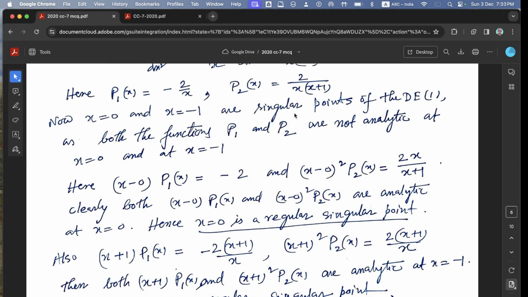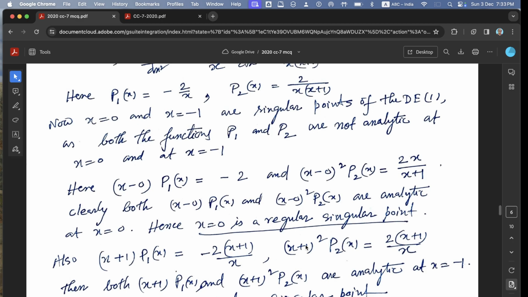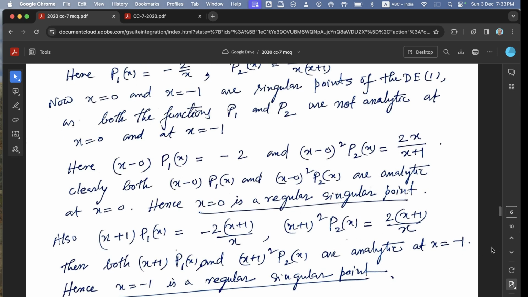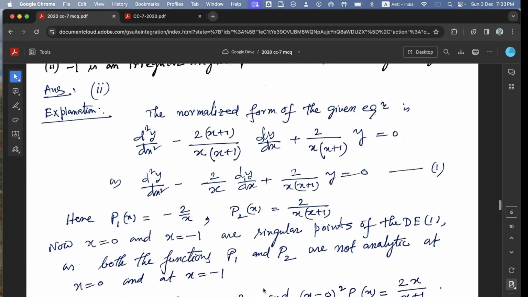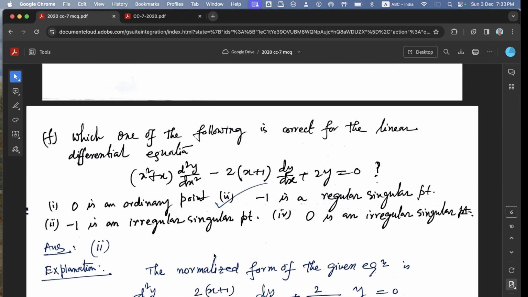Also for the point x equal to minus 1, x plus 1 times p1(x) is equal to this, and x plus 1 whole square p2(x) is equal to this. Both are analytic at x equal to minus 1. So x equal to minus 1 is a regular singular point. So both are regular singular points.